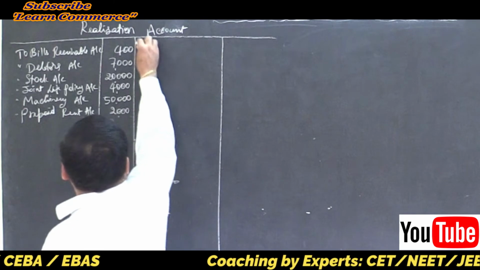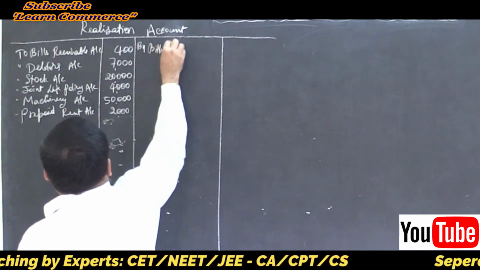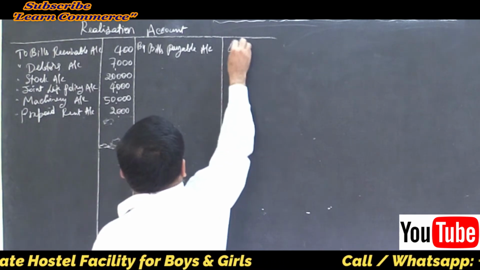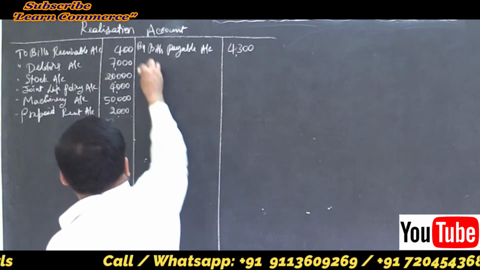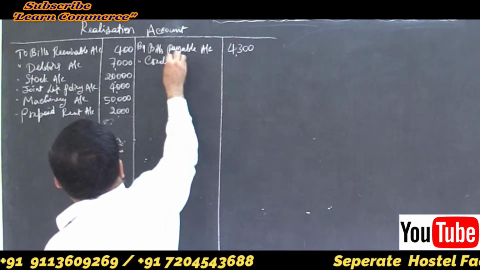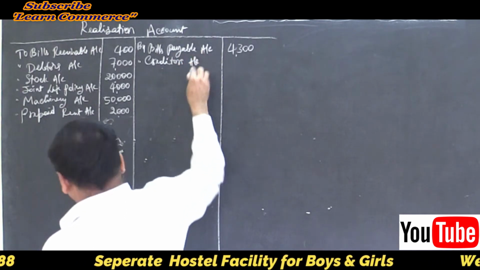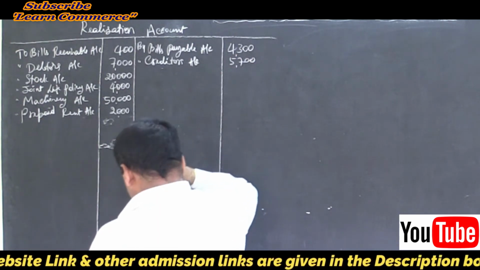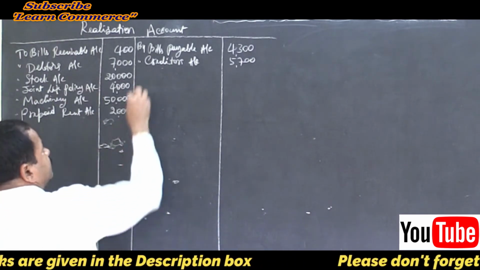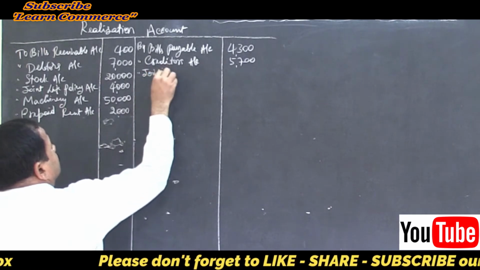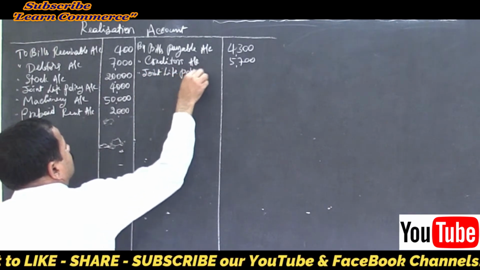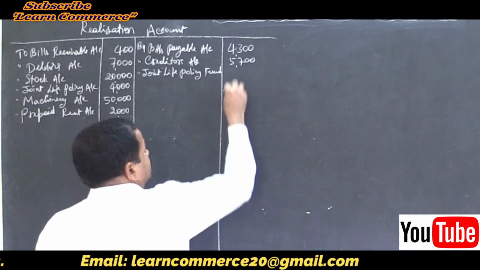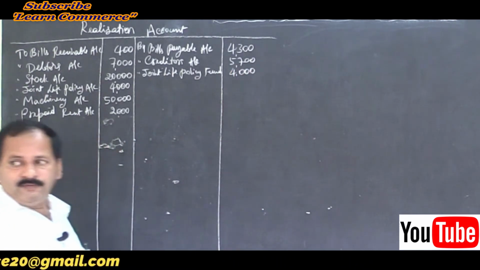By bills payable account, how much? 4,300. Then creditors, by creditors account, how much? 5,700. Then JLP fund, Joint Life Policy Fund, how much? JLP fund, 4,000, right? 4,000.